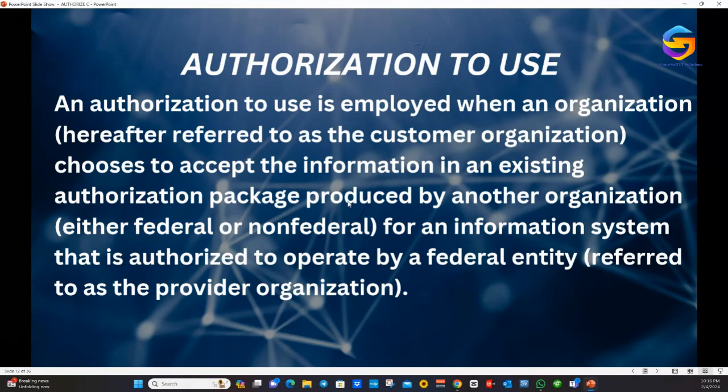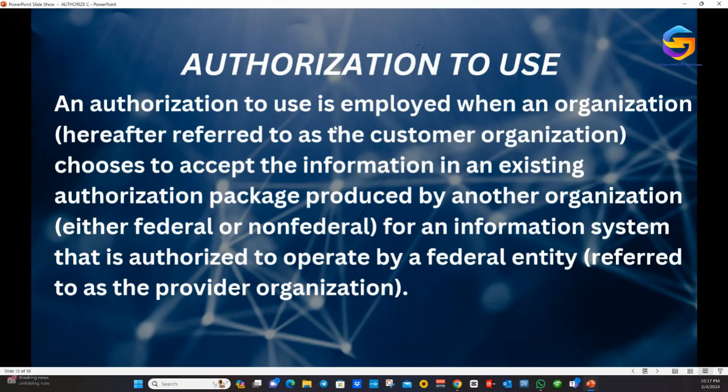The first one we looked at was authorization to operate. We look at common control authorization, and this one is authorization to use. So, for the sake of the exams, you want to know the differences between authorization to operate and authorization to use. The difference here is that with the authorization to use, it involves a third party. That is the difference. It involves a third party. So let's look at the difference here.